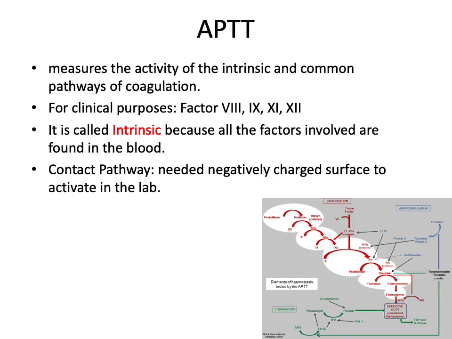So APTT measures the activity of the intrinsic and common pathways of coagulation. For clinical purposes, it can show the function of factors 8, 9, 11, and 12. It is called intrinsic because all the factors involved are found in the blood, and it requires a contact pathway, a negatively charged surface, to be activated in the lab. So if you ask me which one is the stronger pathway to form a clot, definitely it is PT, because it takes a shorter time to form a clot.